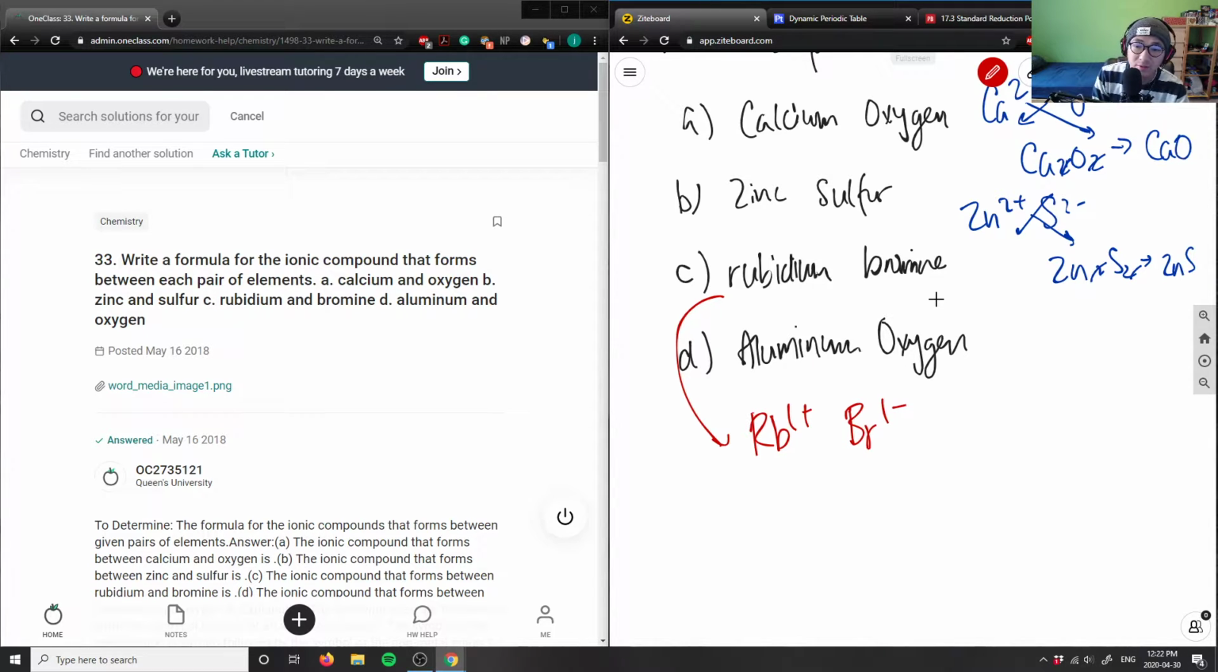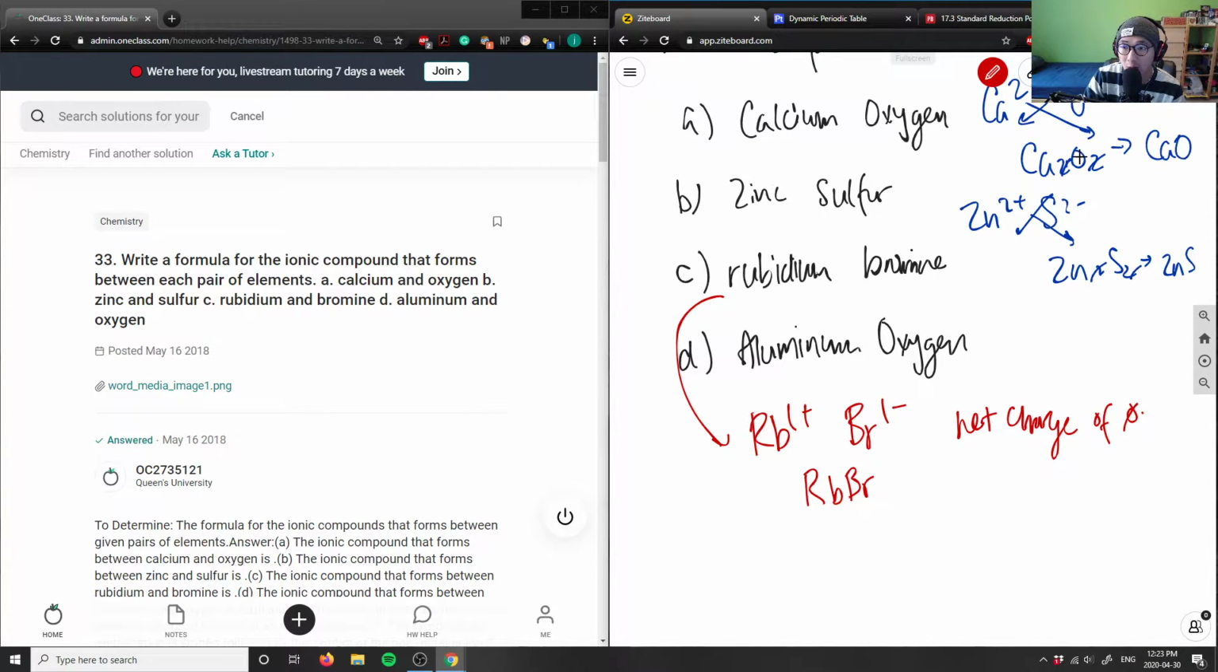Instead of crisscrossing, I'm going to think about this logically. How do I balance out my charges to get a net charge of 0? I have 1+ here and 1- here, so 1 plus negative 1 gives me a charge of 0, which means I don't need to add any coefficients. In this case, I can simply write RbBr as my answer. I only need one of each atom to balance out the charges. So that's going to be my correct answer for C.